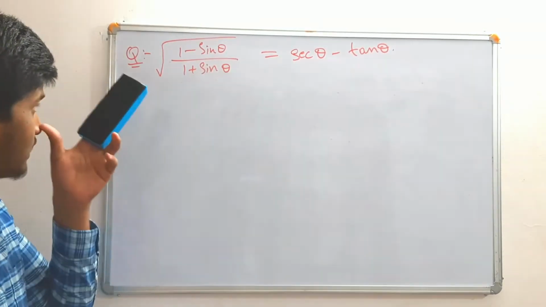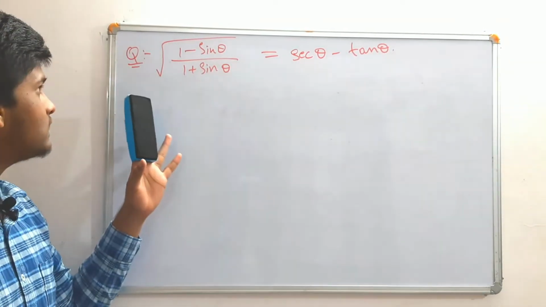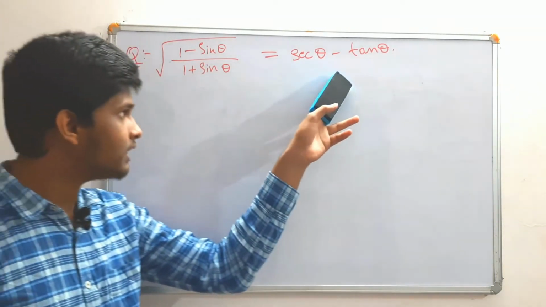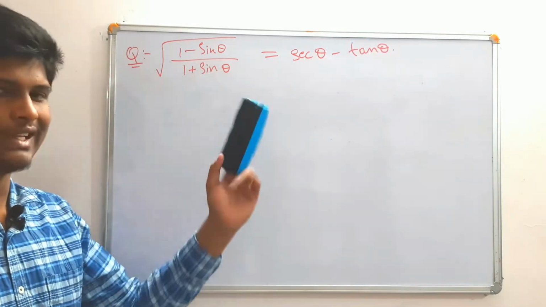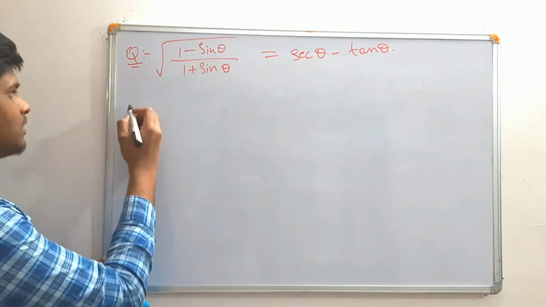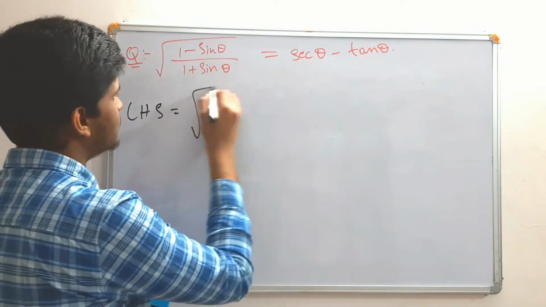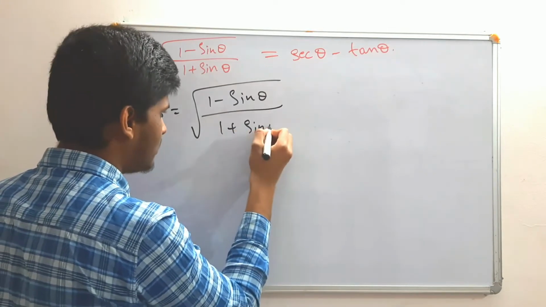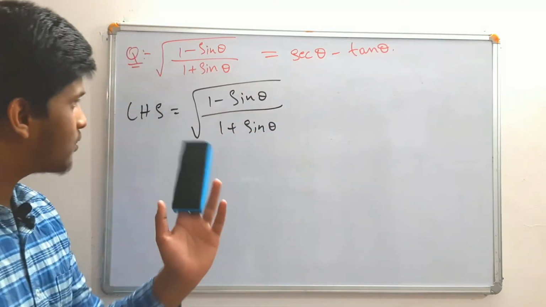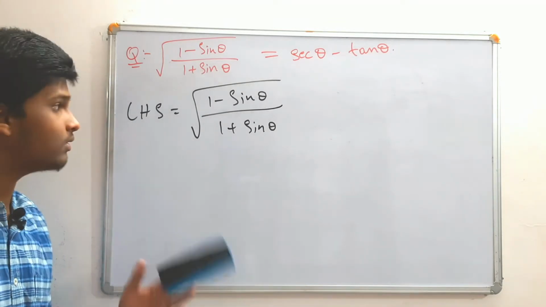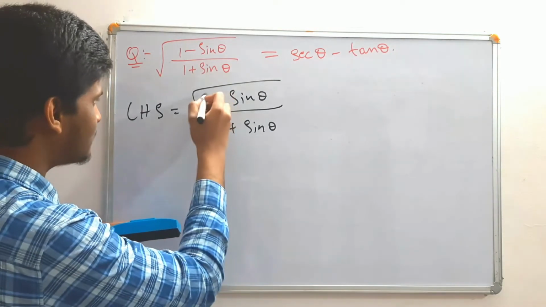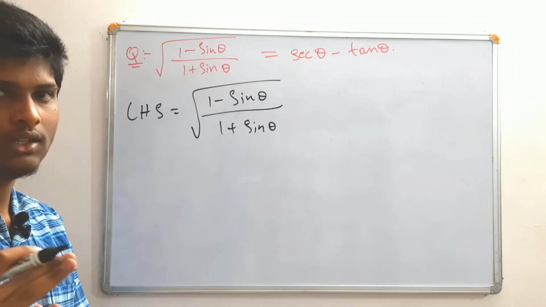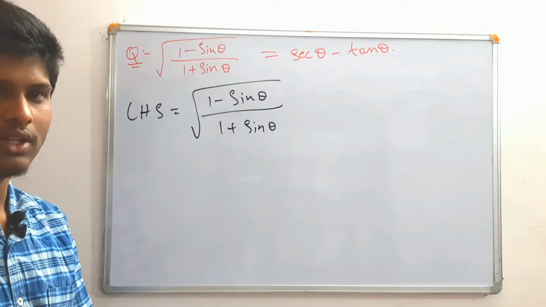So this is our next question, and here if you observe, LHS is root of (1 minus sine theta) by (1 plus sine theta), and RHS is secant theta minus tan theta. We should prove LHS is equal to RHS. That's it. So if you consider LHS, this is root of 1 minus sine theta by 1 plus sine theta. Now we don't have any squares inside this one, right? Because all the identities we know are in squares: sine square, cos square, secant square, tan square, like that.